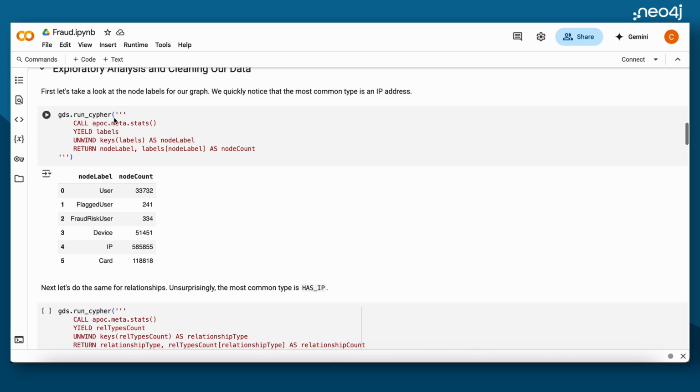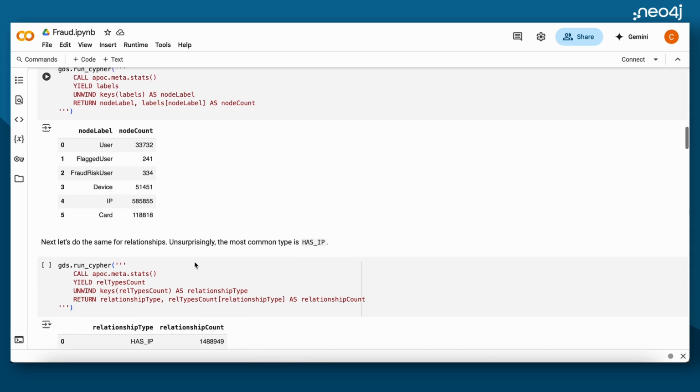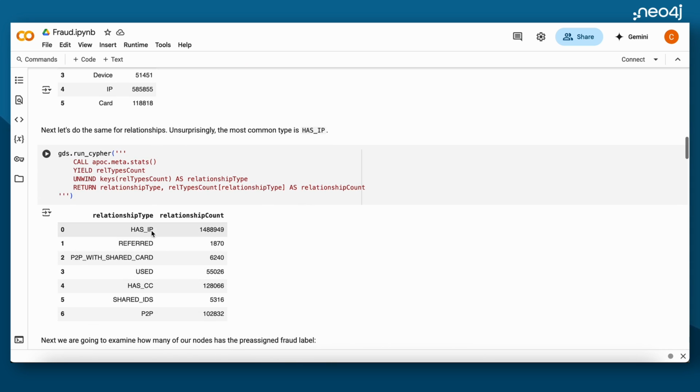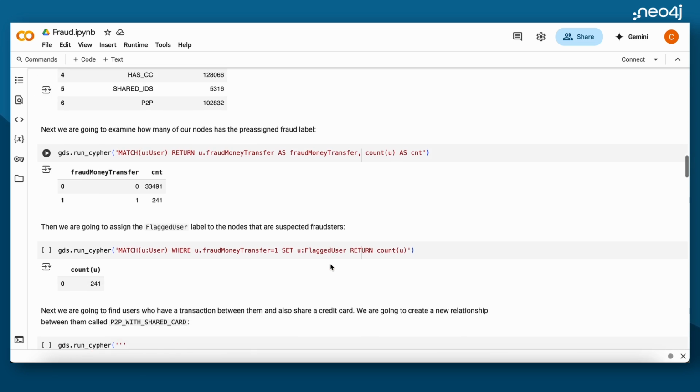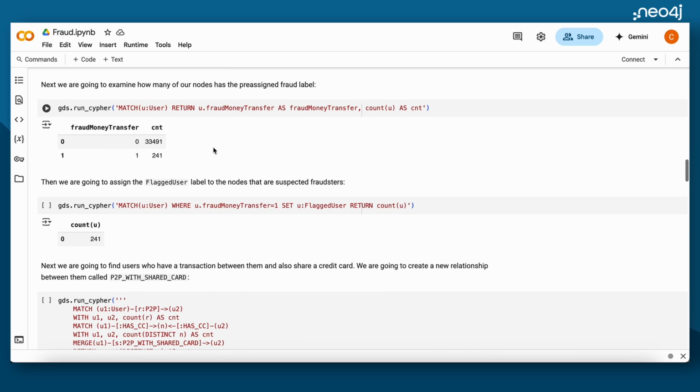And the first thing we're going to do is run a Cypher against our notebook to just get an idea of what's in it. So we have users, we have these flagged users, these fraud risk users, and we're going to be using that kind of as our starting point. And we have some relationships, and then we're going to get an idea of the size of things here. So you have 33,000 people who are not fraudulent, most likely, and 241 who are.